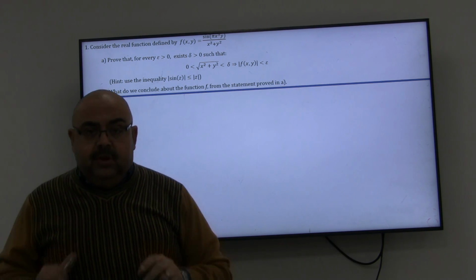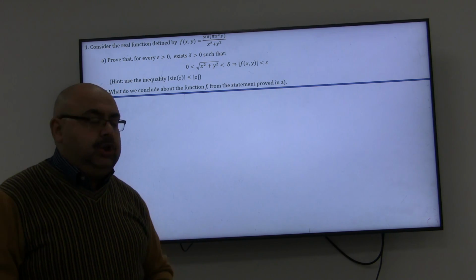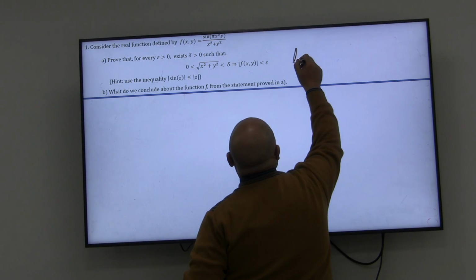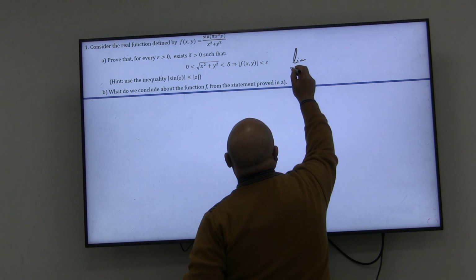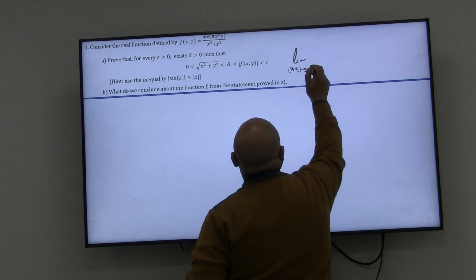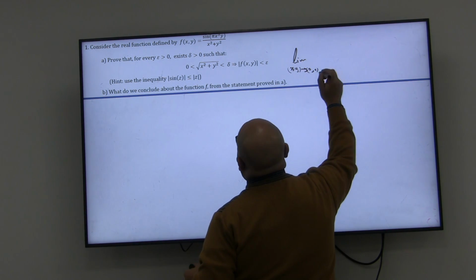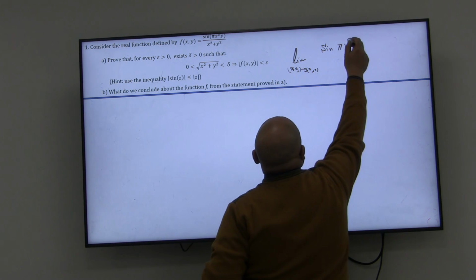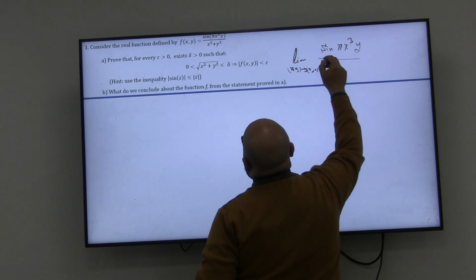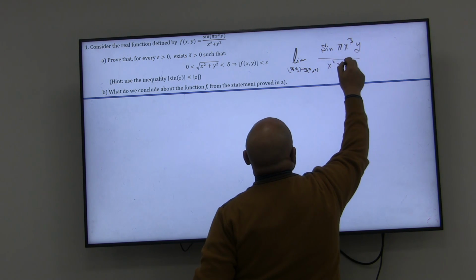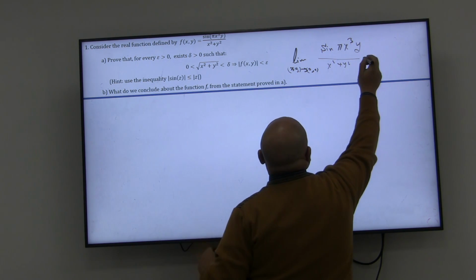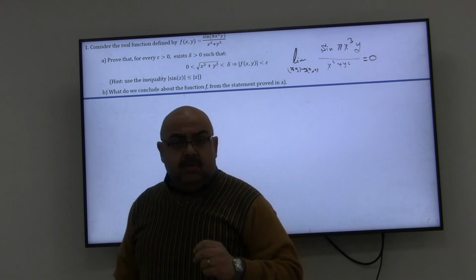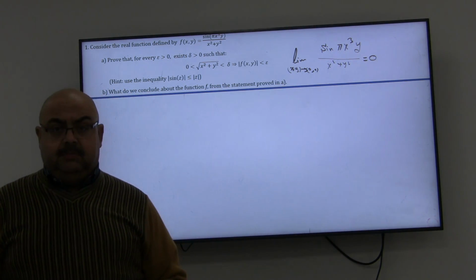I would start this relation from scratch. It means that I will need to define the limit as (x, y) reaches (0, 0) of the value of the function, which is sine of x to the power of 3 times y divided by x squared plus y squared, and I want to check if this is equal to 0. So I want to check this relation using the first principle.